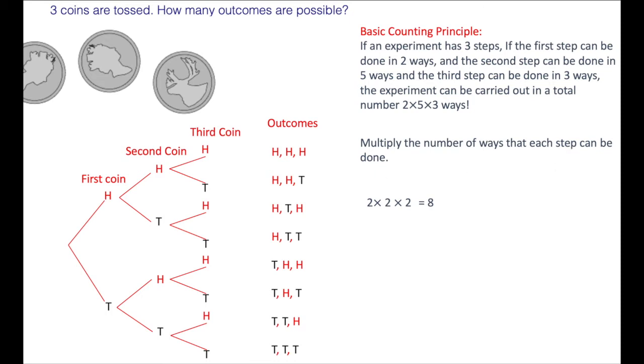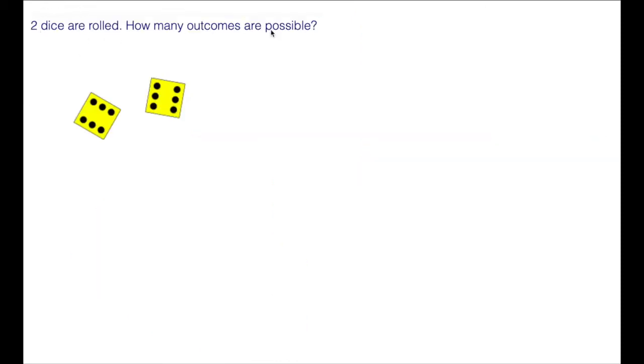Let's look at another example. 2 dice are rolled. How many outcomes are possible? All right, for the first step, you have 6 different ways that you can get a number. You could roll a 1, or a 2, or a 3, or a 4, or a 5, or a 6. For the second die, there's 6 ways. It's 6 times 6, 36 different ways.